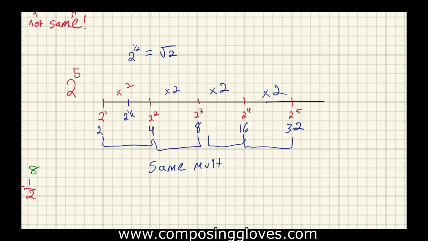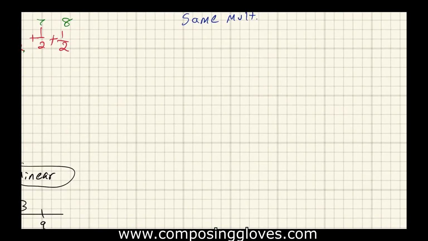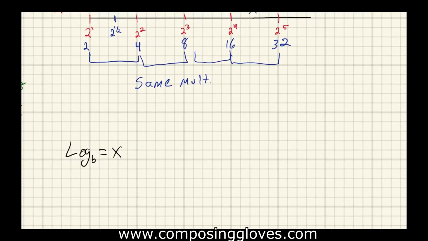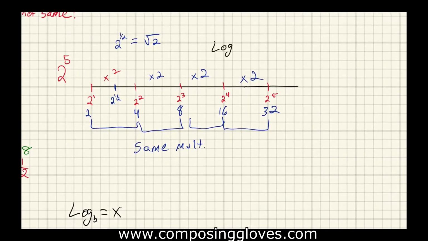Now we've been talking about exponents. Let's go back to logs. Well, okay, here let's write out our equation again. So we have log base b equal to x. And when we say log base b equal to x, let's go back to our number line. In fact, let's work up here. So log base b equal to x.